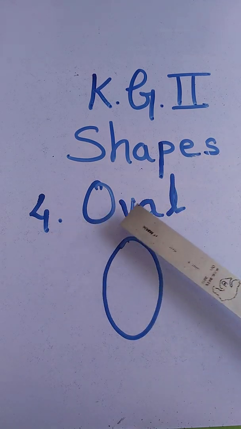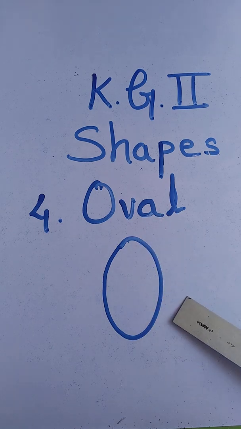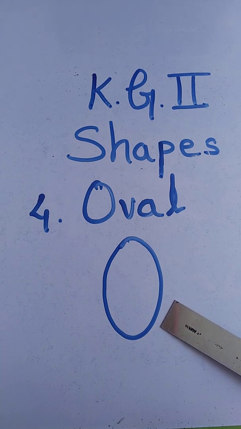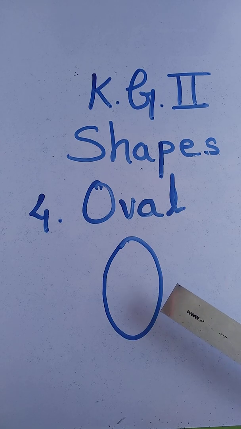The fourth shape is oval. Which one? Oval. This is the oval shape. Now can you tell me where can we see oval shape? हम कहाँ देखते हैं oval shape? Yes, good. Egg. Egg is oval shaped.